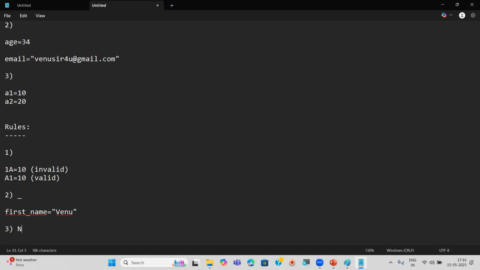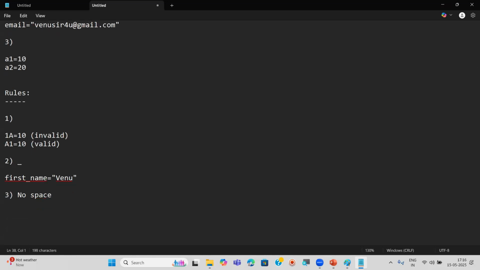Next, no space. Don't give a space in the name of the variable. See, I wrote first underscore name, but if you try to use a space, this is invalid. First space name will not work. That's why you can use underscore. So no space is allowed. Don't give a space in between the name of the variable.